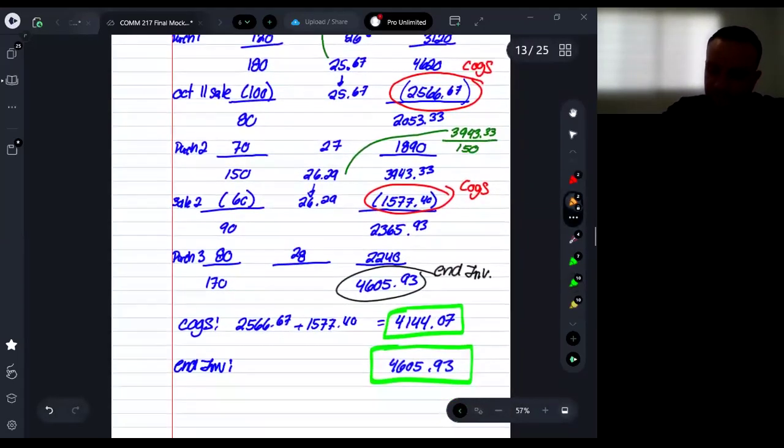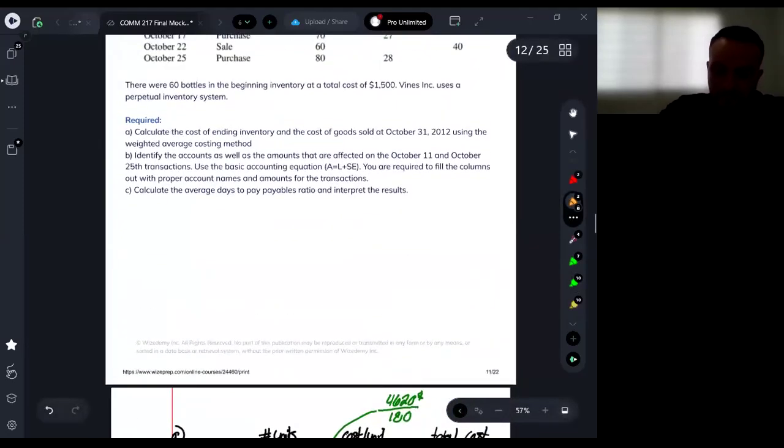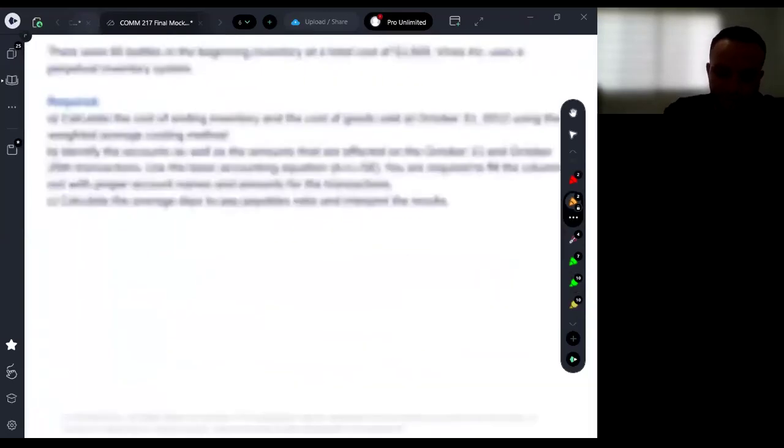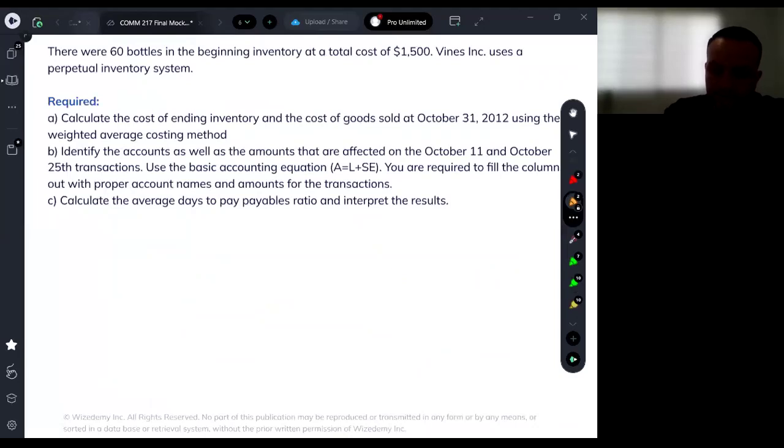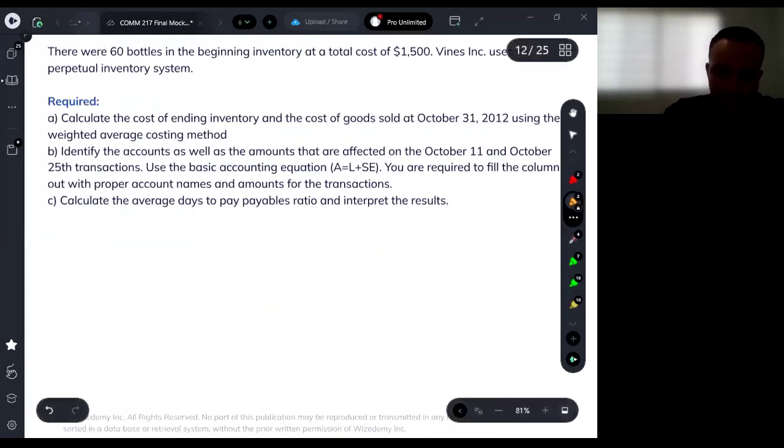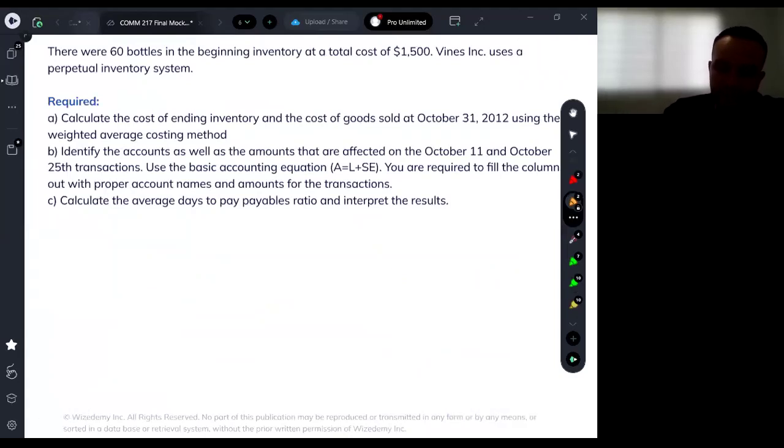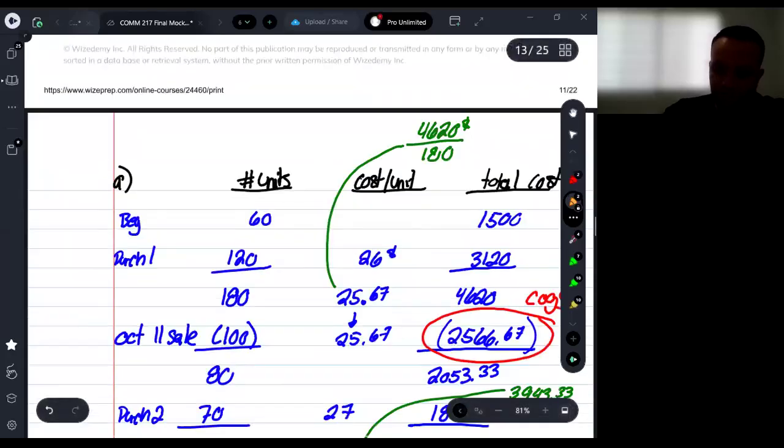Questions on this? B. Identify the accounts as well as the amounts that are affected on October 11 and October 25th. Use the basic accounting equation, assets equals liabilities plus shareholders' equity. You're required to fill the column out with proper account names and amounts of the transactions. Okay, so October 11.